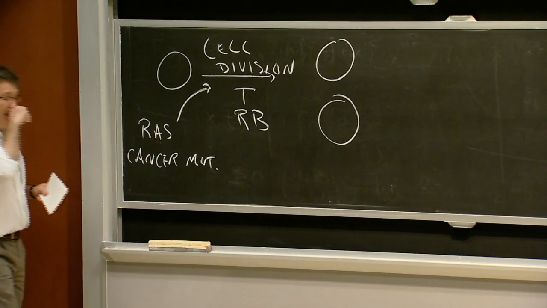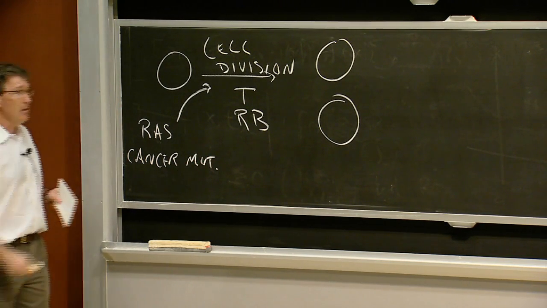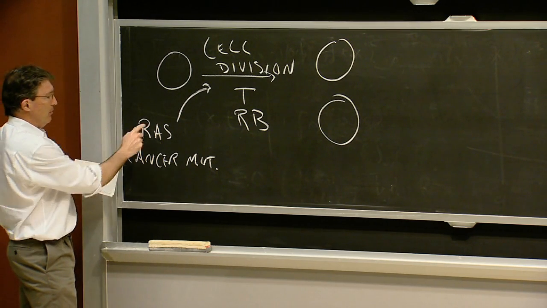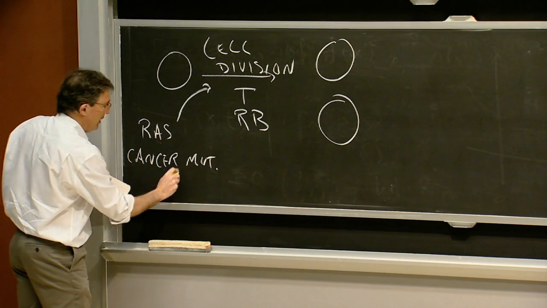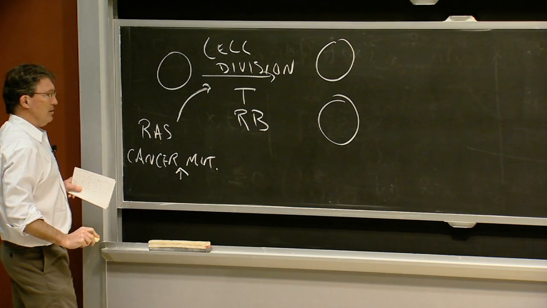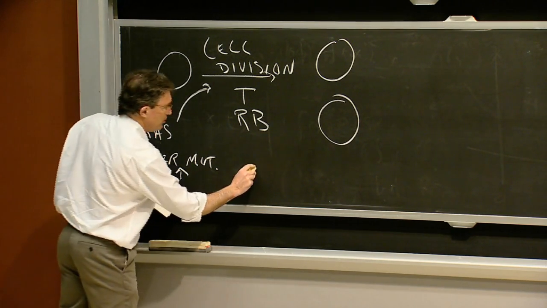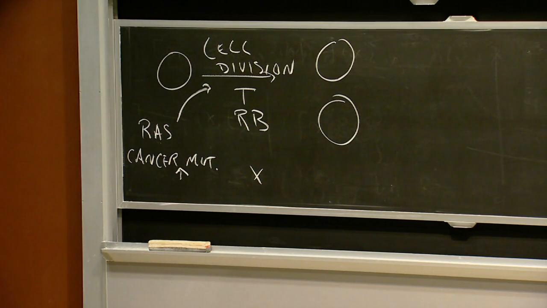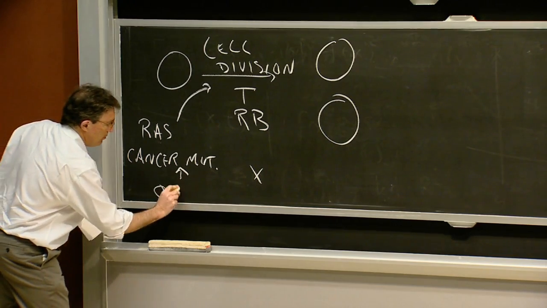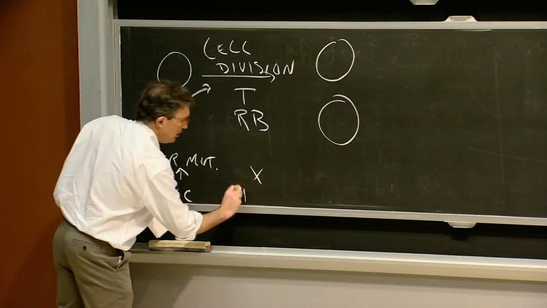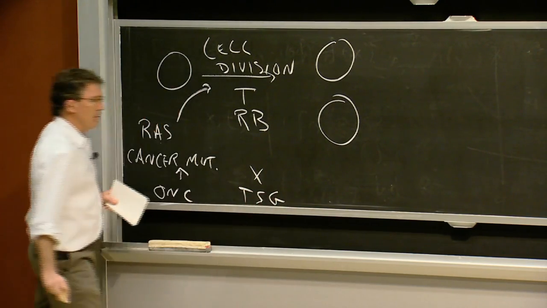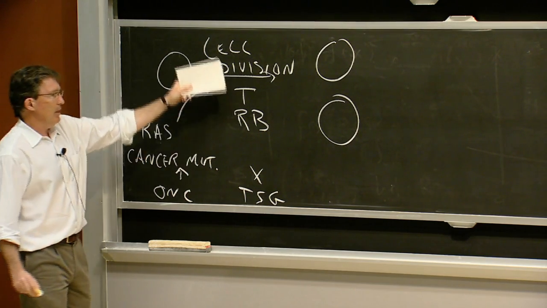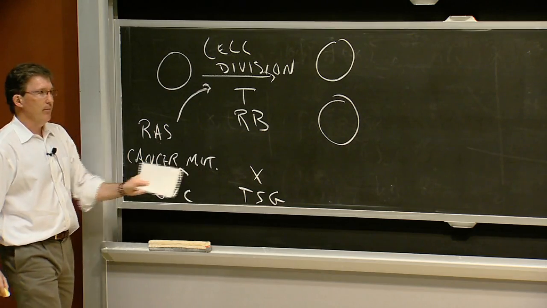When we consider the kinds of mutations that we have in these genes that regulate the cell division process, in the case of the RAS gene, we find activating mutations. And in the case of the tumor suppressor gene RB, we find inactivating mutations. RAS is an oncogene. RB is a tumor suppressor gene. Activating mutations in the oncogene, inactivating mutations in the tumor suppressor gene.